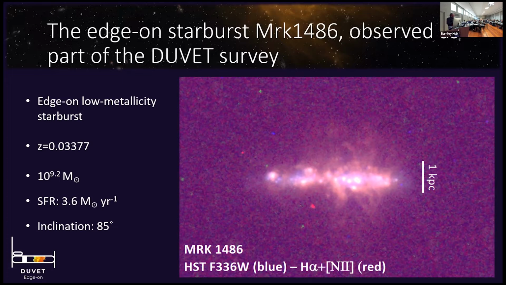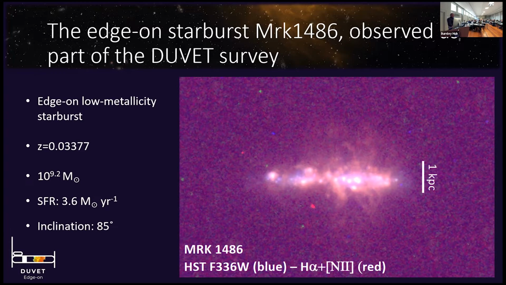You've heard about that previously, but of particular interest to me are the large number of edge-on nearby low metallicity galaxies with very prominent outflows. One such galaxy is Decaying 1486. It's an edge-on low metallicity starburst at low redshift. We can see in this H-alpha imaging this extended filamentary structure that looks quite a lot like outflow. So we can use Decaying 1486 as a test case to start to develop some of these methods for distinguishing outflows.